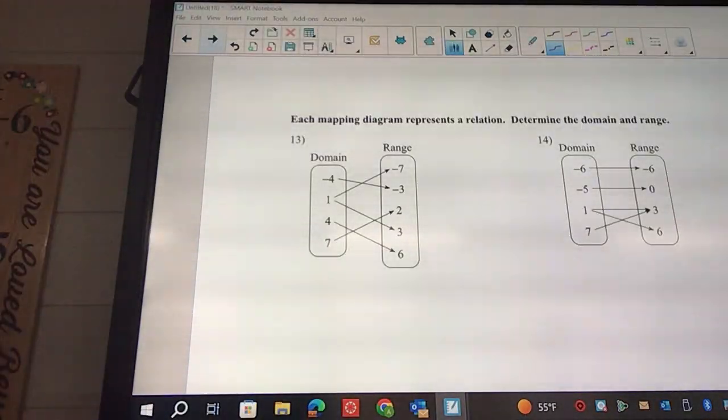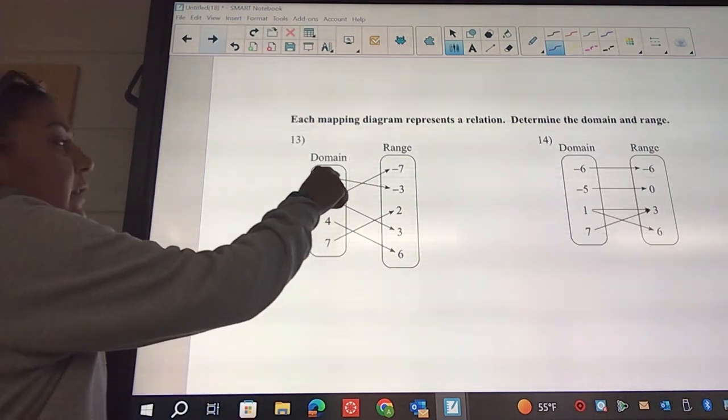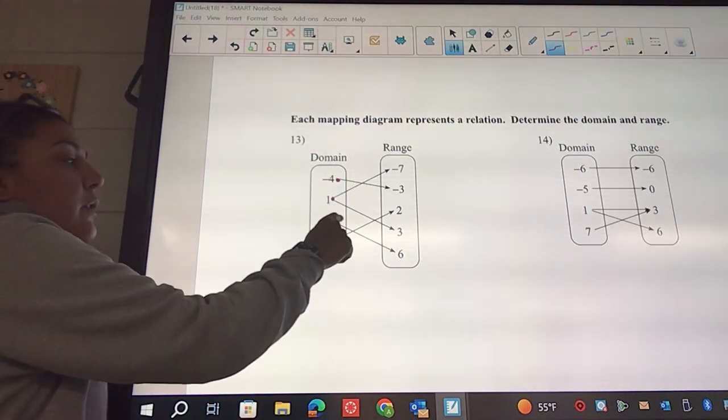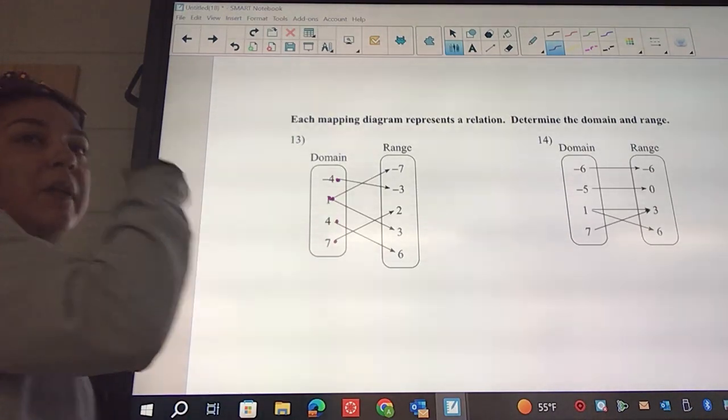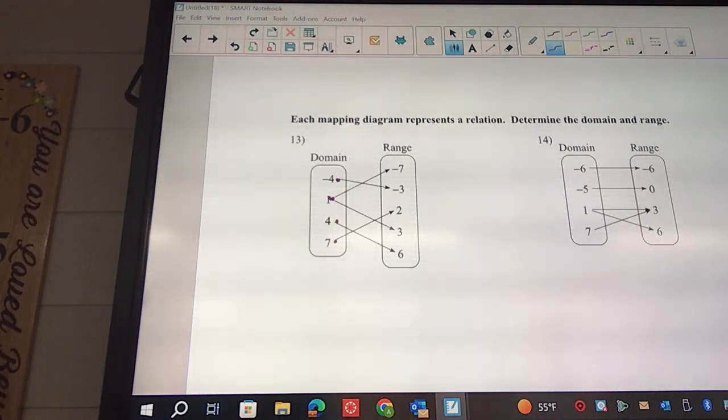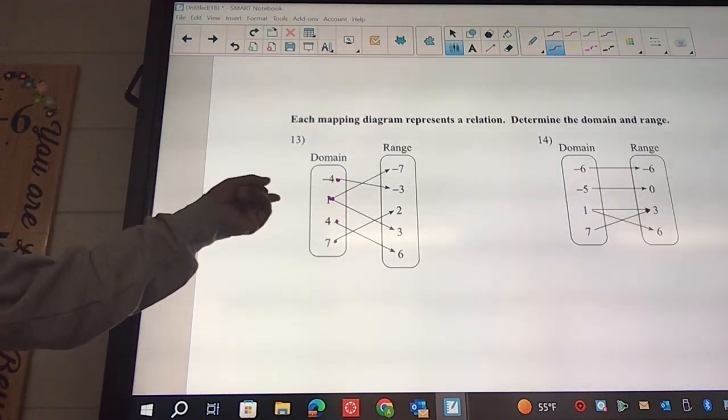Okay, number 13. There is a rule with these. What is it? It has to have the arrow in order for us to write it down. So I can see here that this has an arrow leading from it. So does the 1, so does the 4, so does the 7. This one that has 2 coming from it, that means that 1 was repeated. But notice how they only wrote it down 1 time.